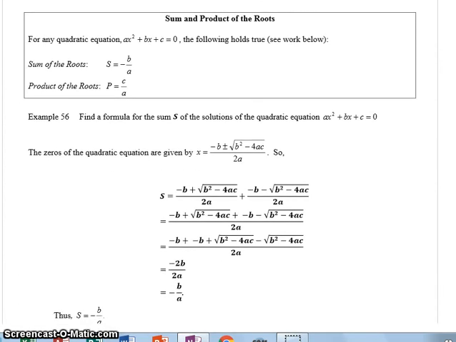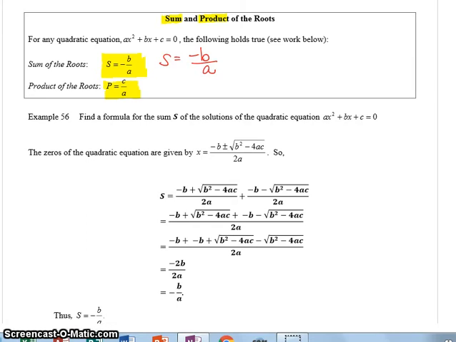Alright, sum and product of the roots. These are really, really important. It is important that you memorize these, but you need to know by heart that the sum of the roots is equal to negative b over a, and the product is c over a. Okay, a little easier way to look at the sum is opposite of b over a. Whatever b is, change its sign, divided by a.